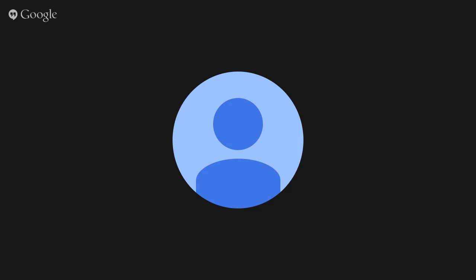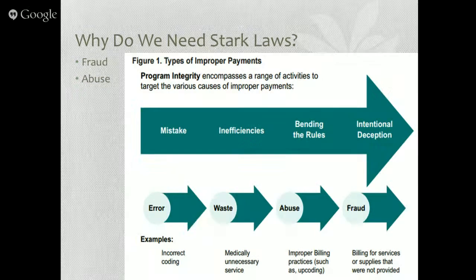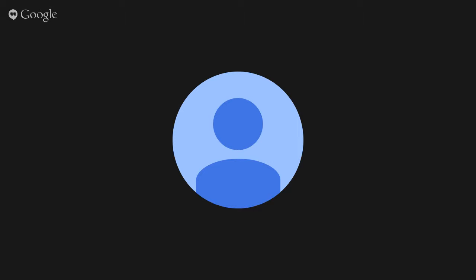The second reason we need the Stark laws is abuse. Abuse includes practices that directly or indirectly result in unnecessary costs to the Medicare program and that are not consistent with the goals of providing patients with services that are medically necessary, meeting professionally recognized standards, and pricing fairly. Some examples of Medicare abuse include billing for services that weren't necessary, charging excessively for services or supplies, and misusing codes on a claim. Medicare abuse can also expose providers to criminal and civil liability. Go ahead and go to the next slide.